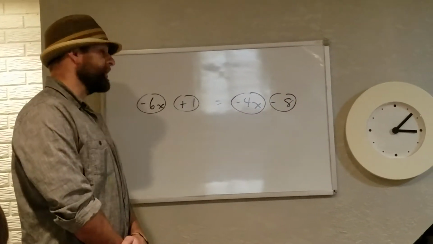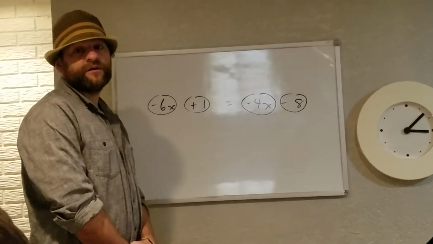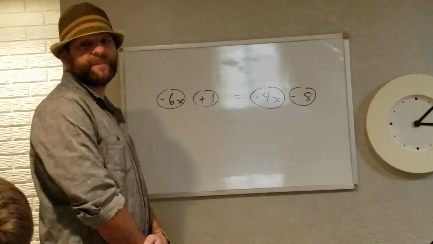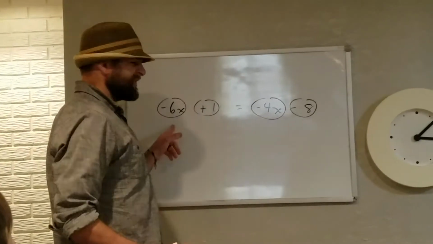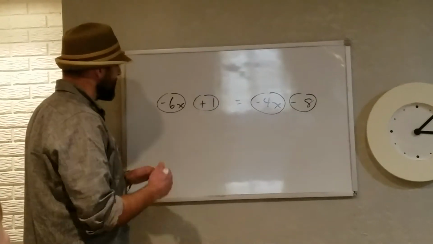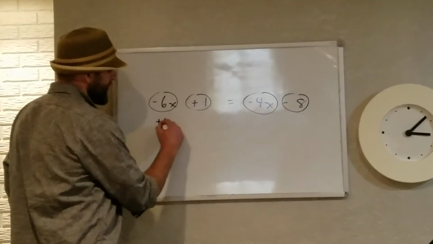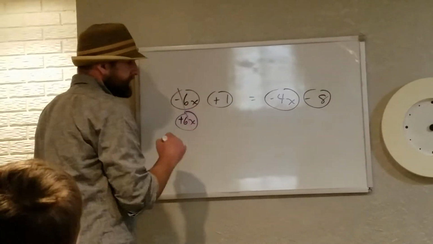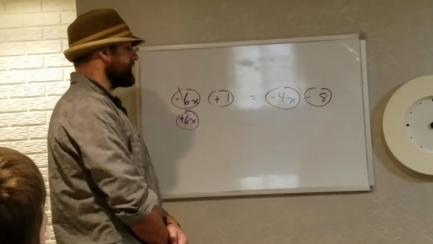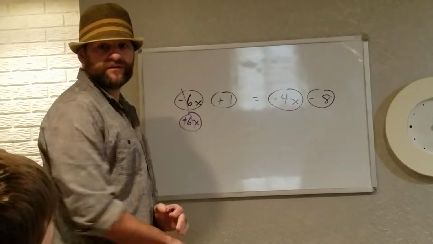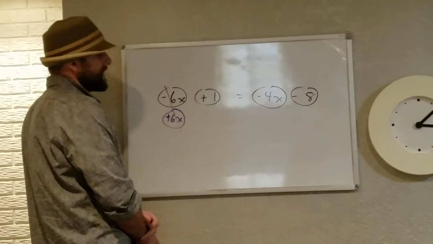Anybody like to pick a circle to get rid of? Nobody? Okay, so I'll just get rid of this one. -6 would cancel out with a +6. What would we have to do to balance this out, do you think? Do the same with the others. Do the same thing to the other side.